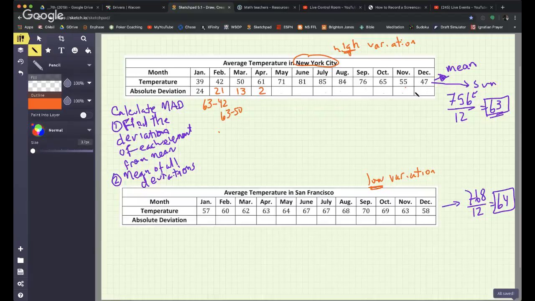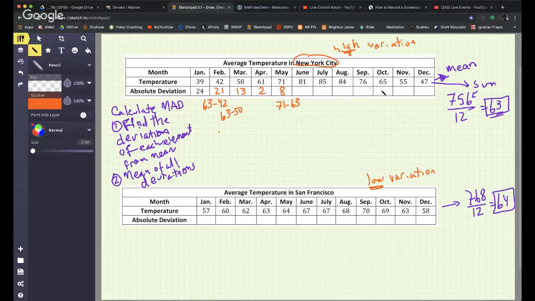Now, when the number's higher than 63, we don't say 63 minus 71. When the number's higher, then we turn around and say 71 minus 63. We don't care if that number's positive or negative. We just want to find out how far the number is from 63. And that's why they call it the absolute deviation. So that's like an absolute value. If it's negative, we make it positive. If it's positive, we leave it positive.